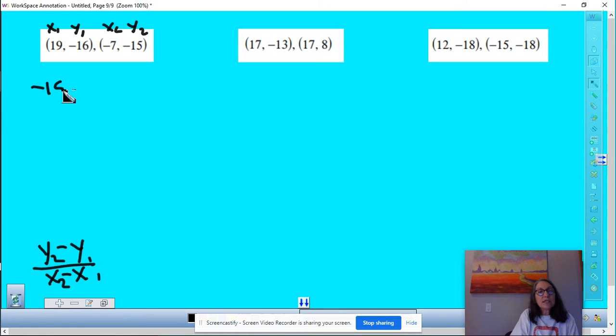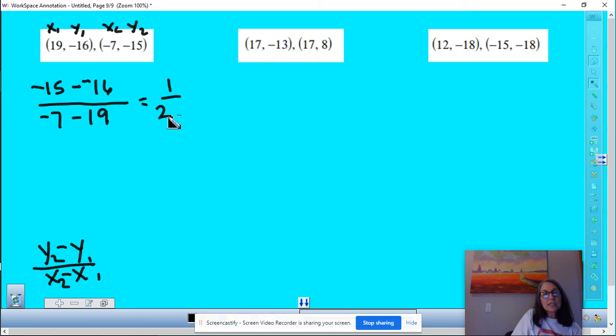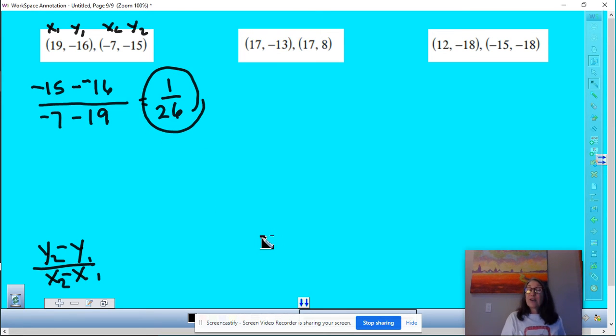All right, so let's get started here. So I have negative 15 minus negative 16 over negative 7 minus 19, which equals a positive 1 over 26. My slope is 1 over 26. Now, graphing that would have been kind of a pain because the line goes up 1 little unit and then over, way over 26 points. That's a lot to count. I'm really glad I have the formula. Let's look at this one.